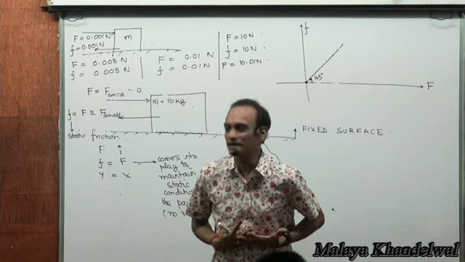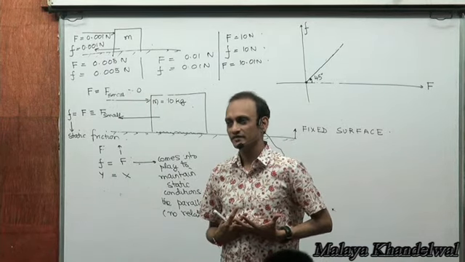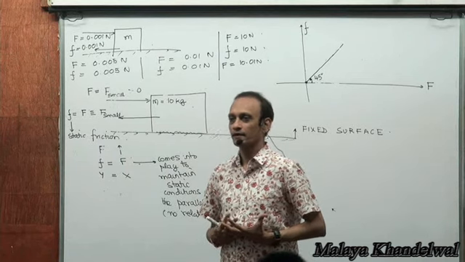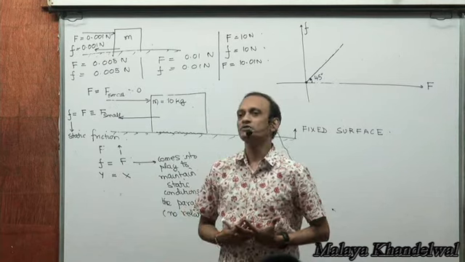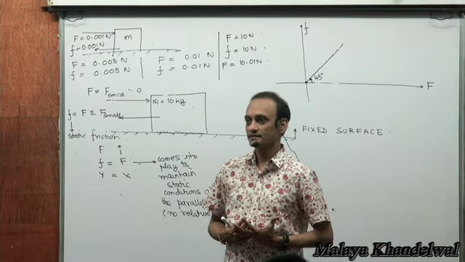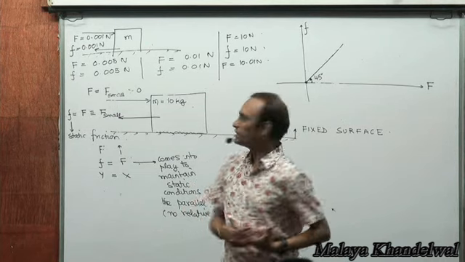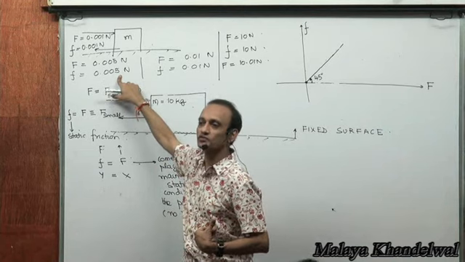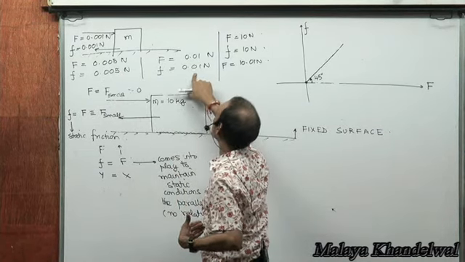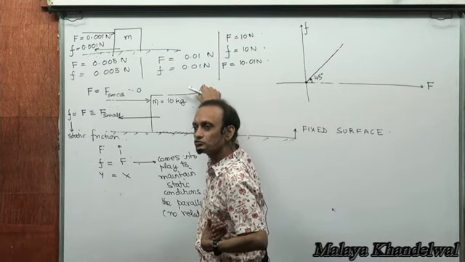I tried my level best to maintain harmony. Dear capital F, here's my story. I tried to maintain harmony. I tried to match you at all times so that there is no relative motion in the parallel direction. When you were 0.005 newtons, I said, all right, let me also be 0.005 newtons. When you became this, I became this. When you became 0.02 newtons, I also became 0.02 newtons.